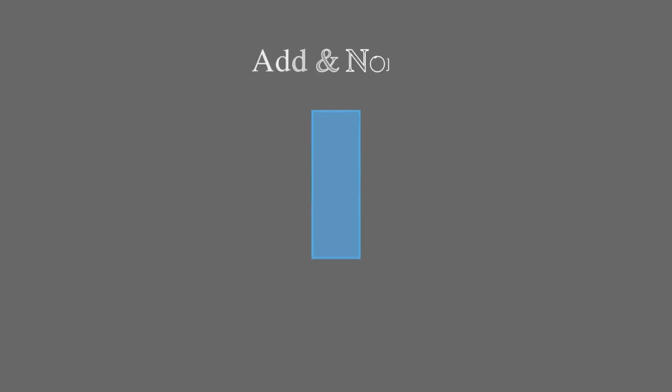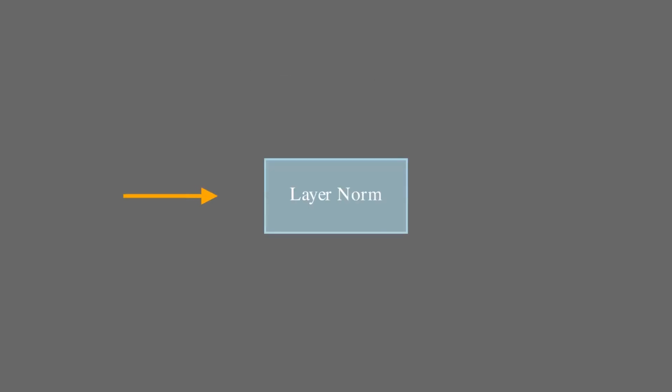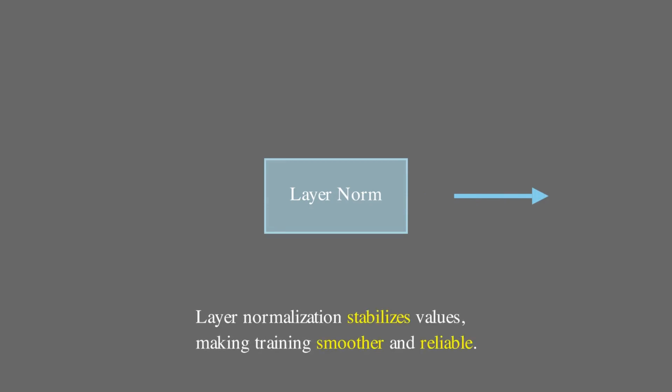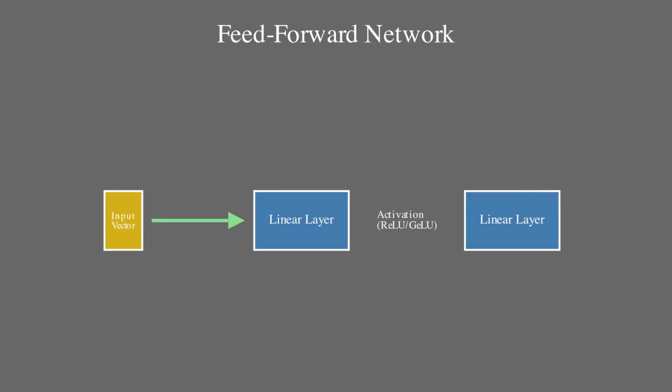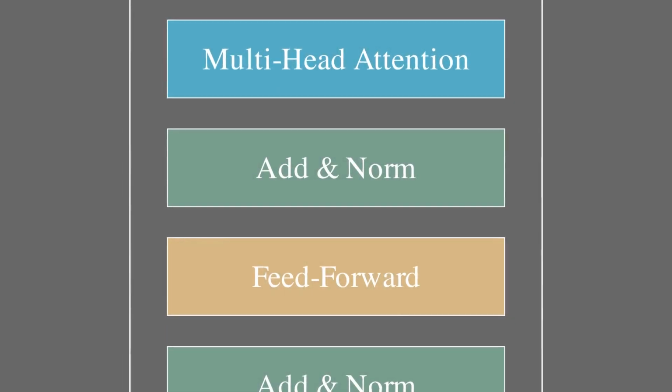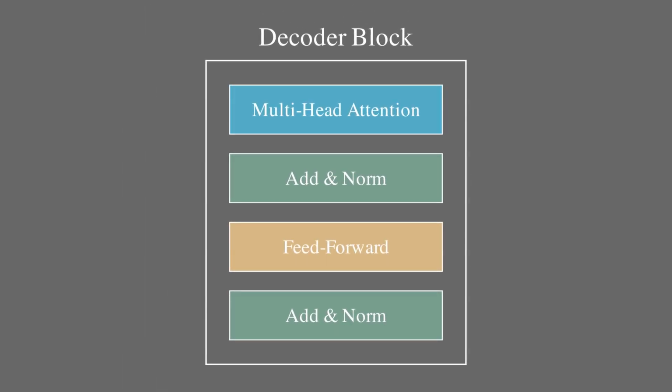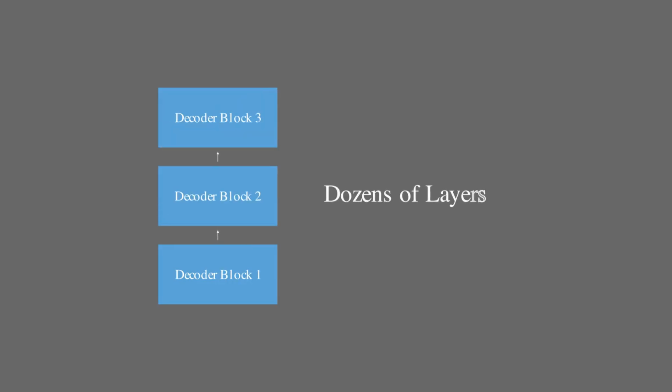After attention, two simple but vital steps occur: add and norm. Then layer normalization stabilizes the values, making the training process smoother and more reliable. Next, each token representation goes through a standard feed-forward neural network. This entire processing unit forms one transformer block or layer. GPT models stack many of these layers, often dozens or even close to 100 on top of each other.